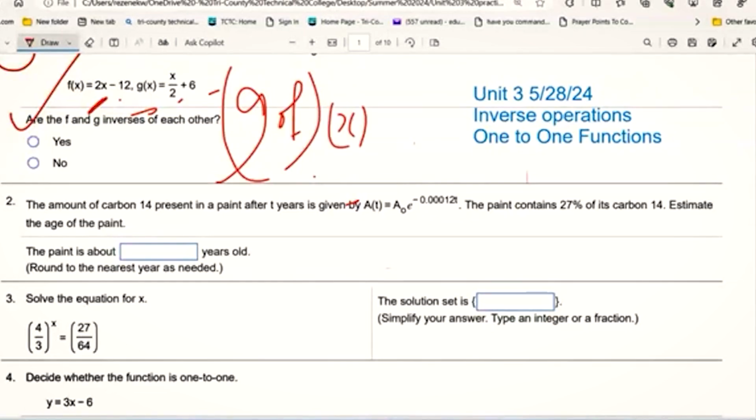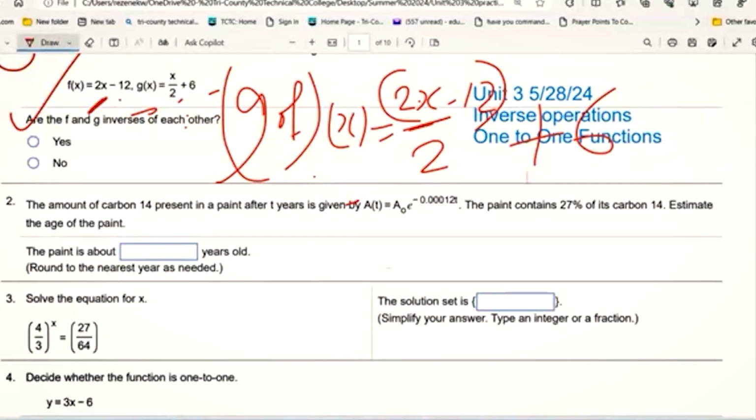So I'll bring down g. So now there is an x over 2. And that place where x is, I'll substitute f. So 2x minus 12. Wherever I see x, I substitute f. All right. And then look at g. I still have 6 there plus 6.